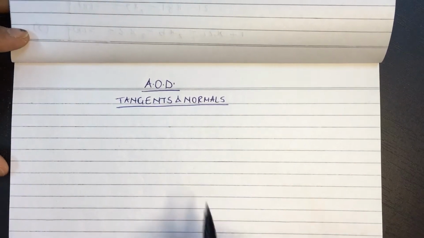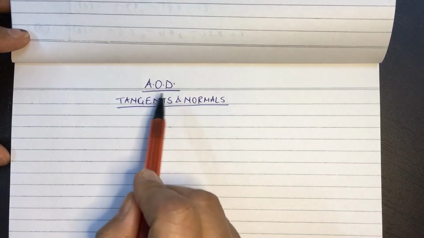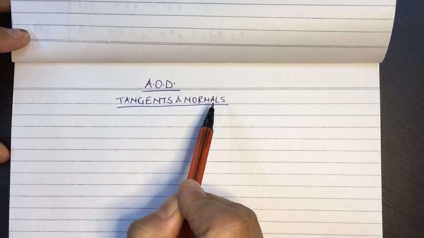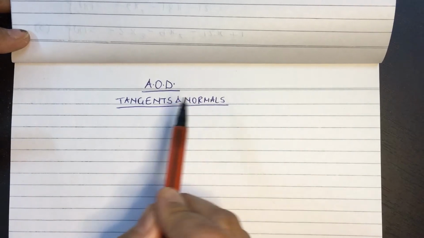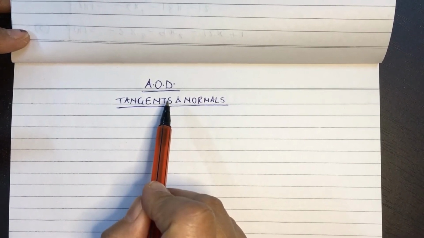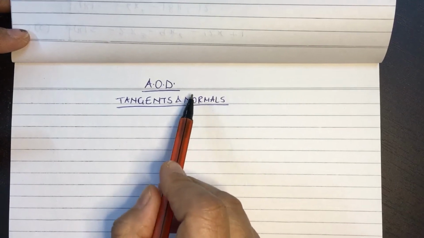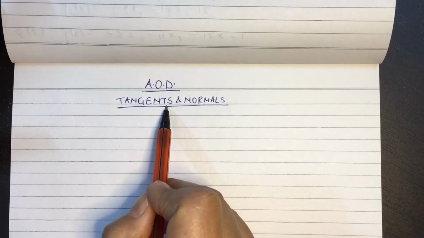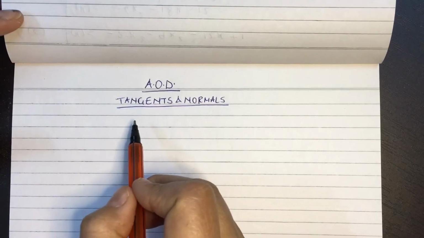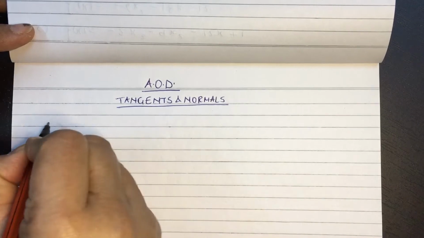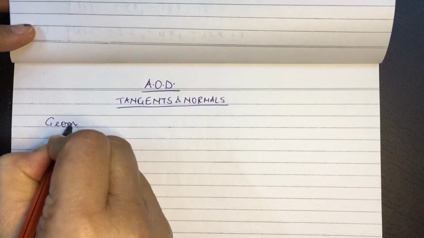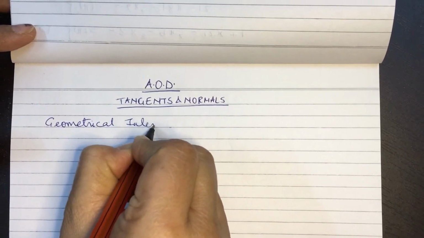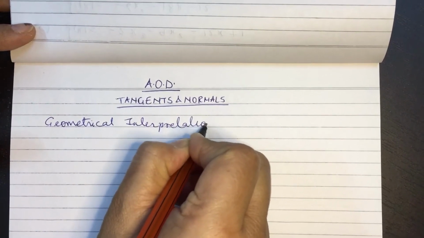Good morning. Today we are going to start the next application of derivative, which is tangents and normals. As you all are already aware, the derivative of a function at a point gives us the tangent to the curve at that point. So let's quickly do a recap of this concept, which we did under the heading of geometrical interpretation of derivatives.